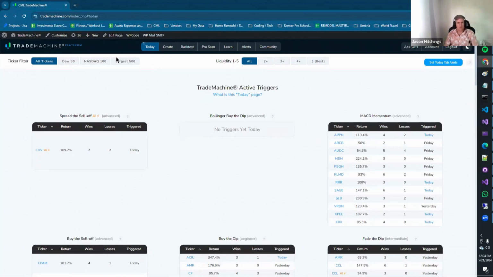Up at the top, you can filter by different groups of tickers: Dow 30, NASDAQ 100, or the largest 500 by market cap. You can also filter by liquidity, and that basically means the width of the market, the bid-ask spread for options about 30 days out in the future. Things that are a 3 plus are what we deem to be reasonably tradable.